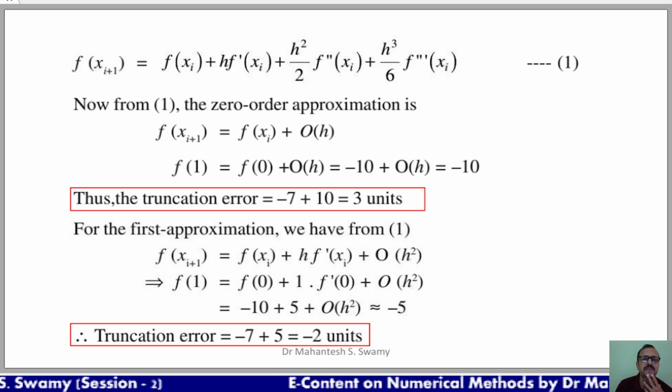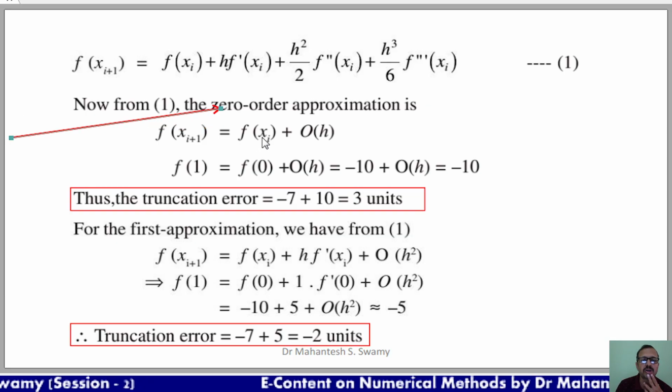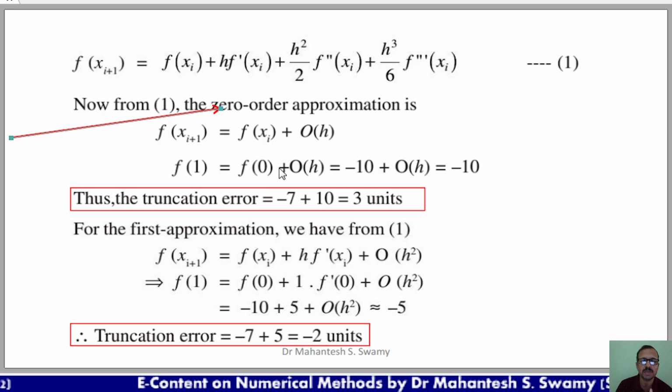Now we have the different questions. See, the first one is the zeroth order approximation. Zeroth order is nothing but considering only the first term. So f of xi plus 1 equals f of xi plus the error involved, which will be the order of h. Just now I have told you it will be the order of h. Now you substitute f of xi plus 1, that is f of 1, equals f of 0 plus order of h.